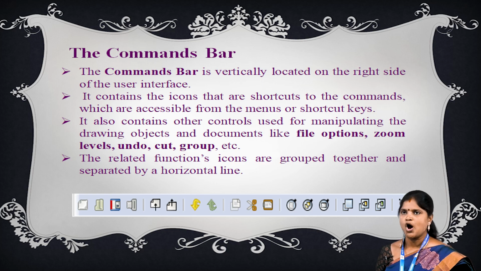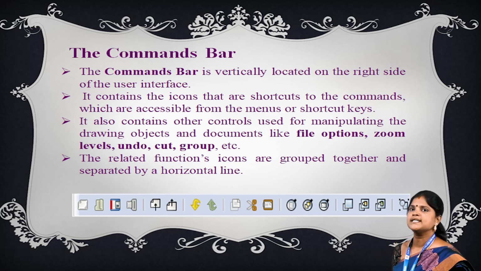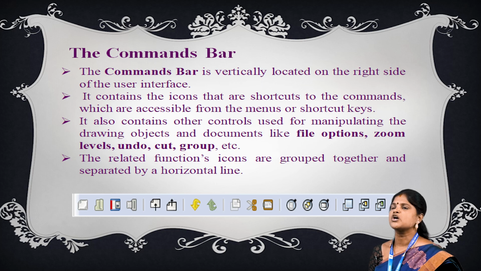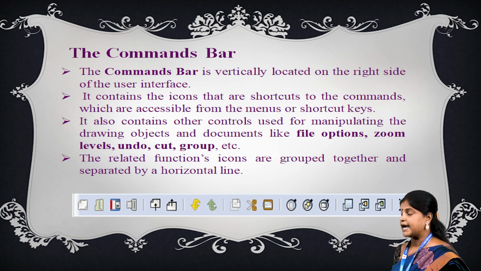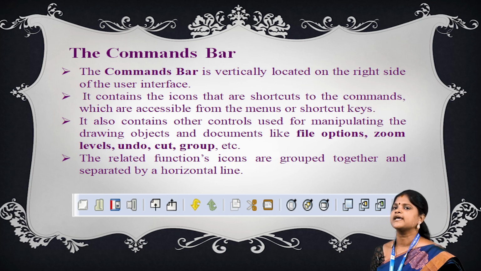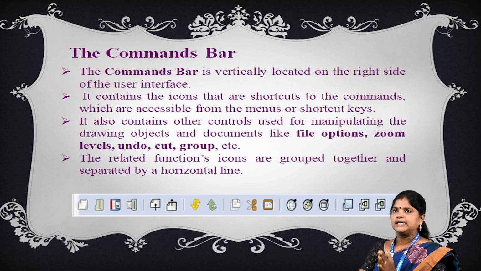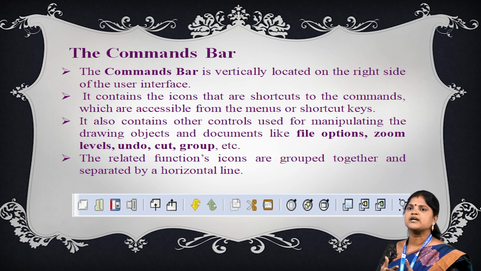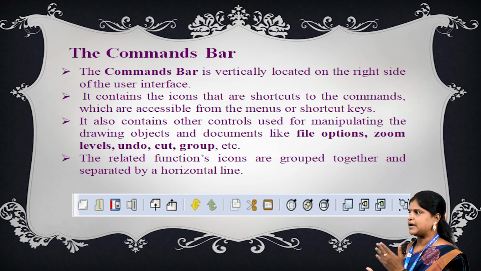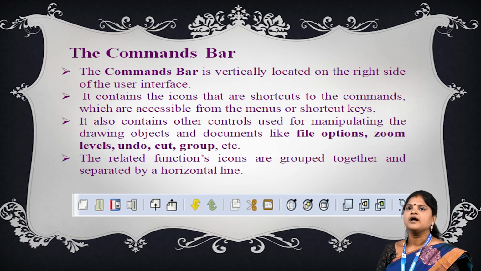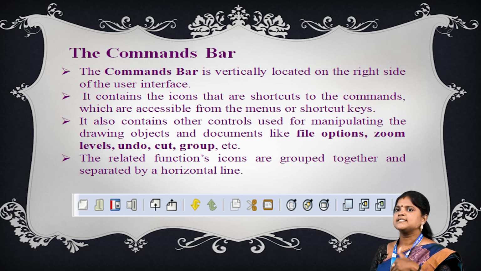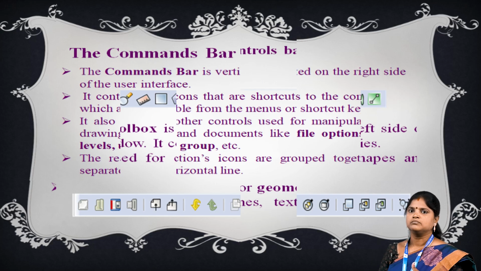It contains the icons that are shortcuts to the commands which are accessible from the menus or shortcut keys. It also contains other controls used for manipulating the drawing objects and documents, like file open options, zoom level, undo, cut, group, etc. The related function icons are grouped together and separated by a horizontal line. This is the figure. The following tabs are a brief description of command bars. Create a new document, open an existing document, etc.